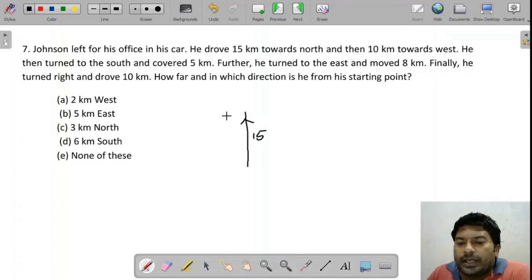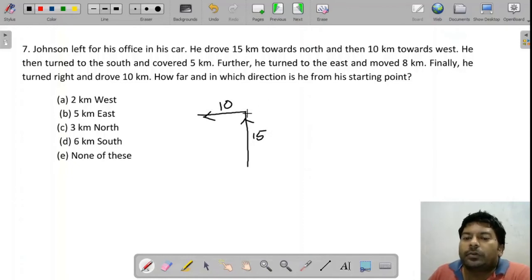From here, he has moved 10 kilometers towards west. First north, 15 kilometers, then 10 kilometers towards west. He then turned to his south and covered 5 kilometers. He turned to south and went forward 5 kilometers. Further he turned to east.